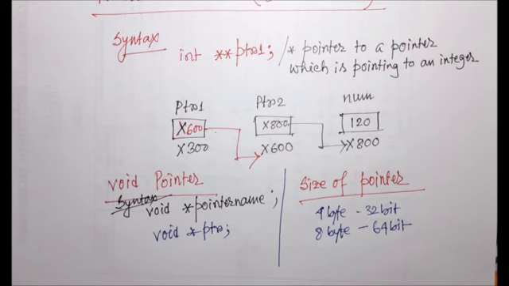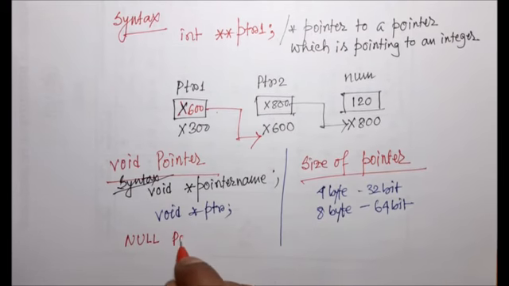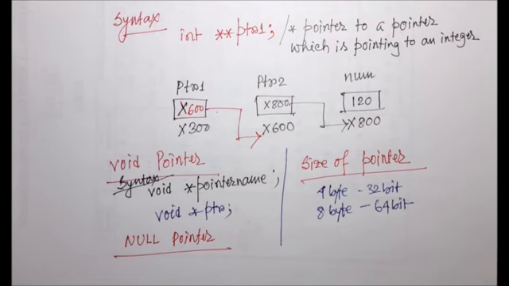Next topic is the null pointer. We know that when a pointer is pointing to an integer, it is called a pointer to integer. When a pointer points to a character, we call it a pointer to character. Even pointer to array, pointer to structure, pointer to function, any type. But what does the null pointer actually mean?